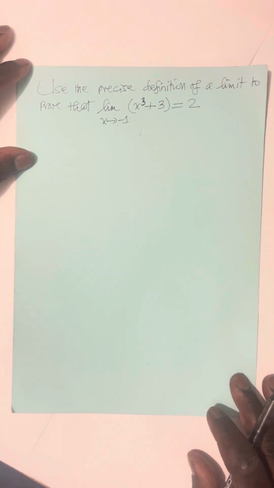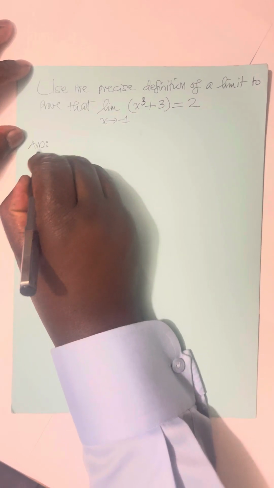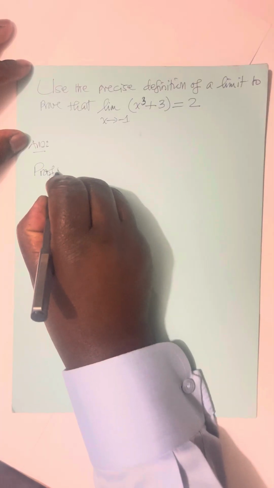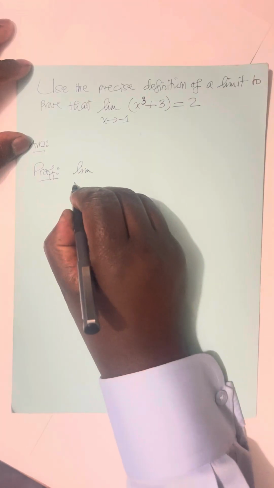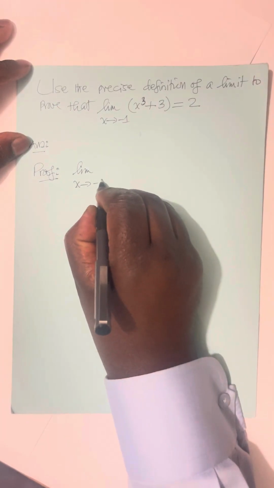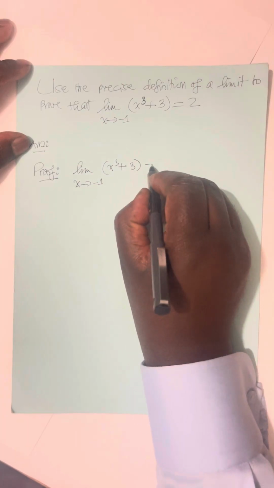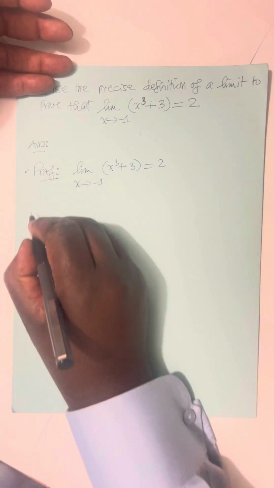Now, how do we go about this? The solution is set out as follows. And obviously, we have to talk about proof because the question says proof. We copy the question, limit as x approaches minus 1 of x cubed plus 3 is equal to 2. We state the precise definition of a limit.